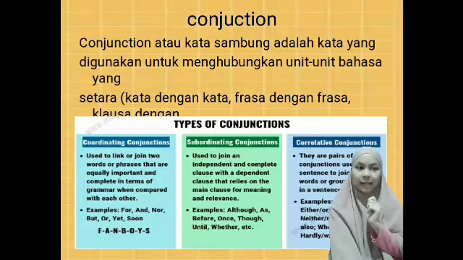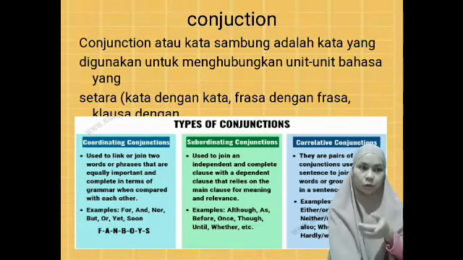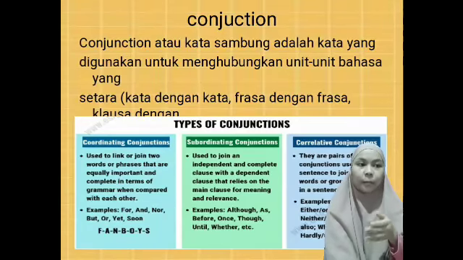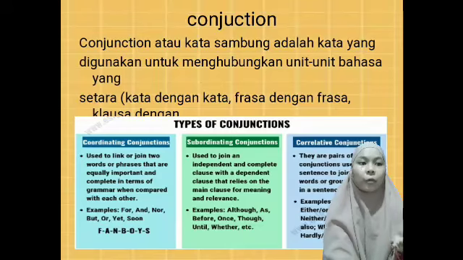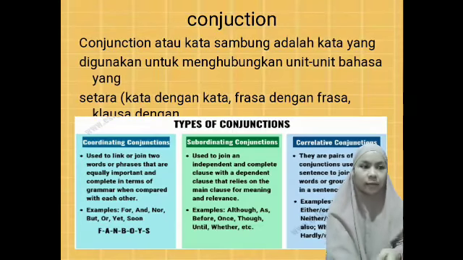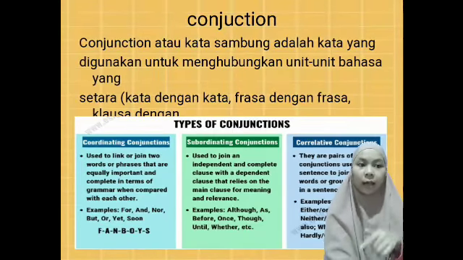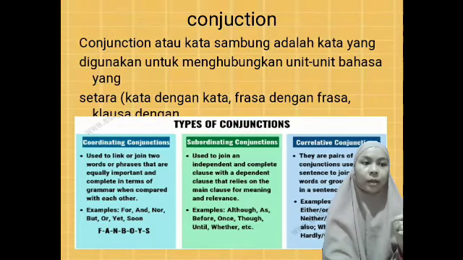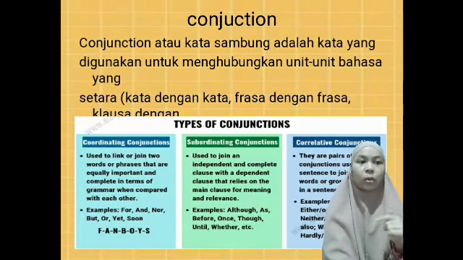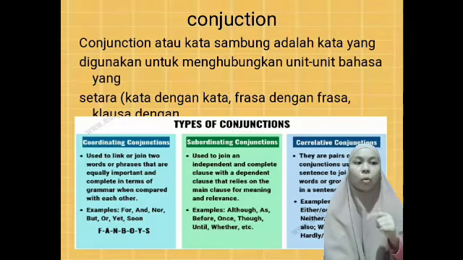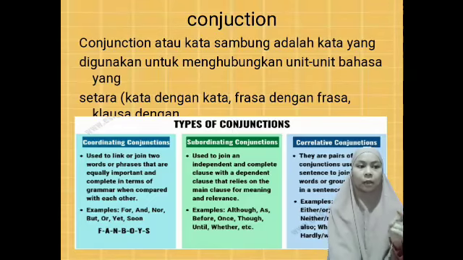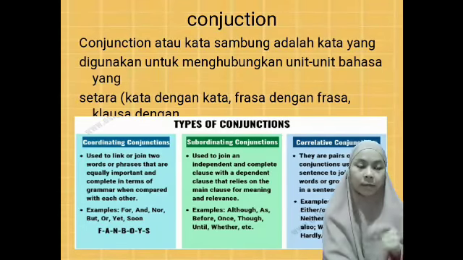And the last is correlative conjunction. They are pairs of conjunctions used in a sentence to join different words or groups of words in a sentence together. For example, both with and, either with or, just with as, neither with nor, not only with but also, whether or, hardly with when, and etc.